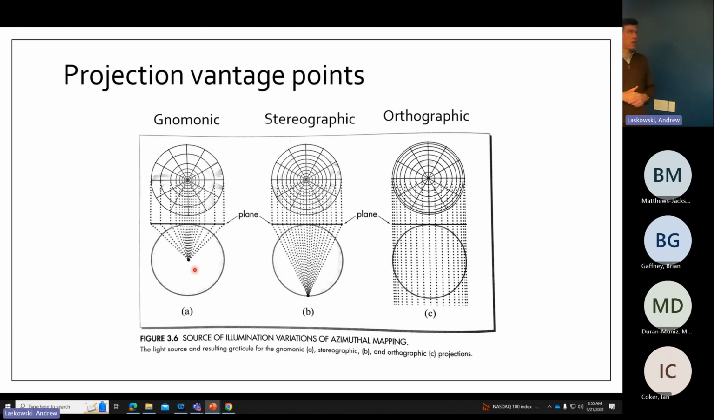So it creates kind of funky looking maps, but because of the position of that projection point, right here in the center of the Earth, it actually makes the great circle pathways look straight.